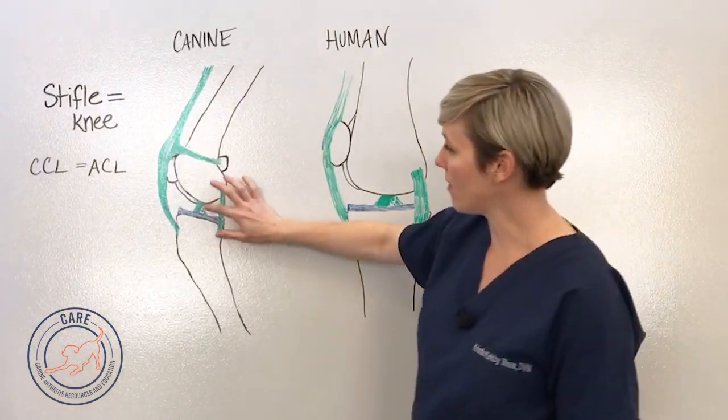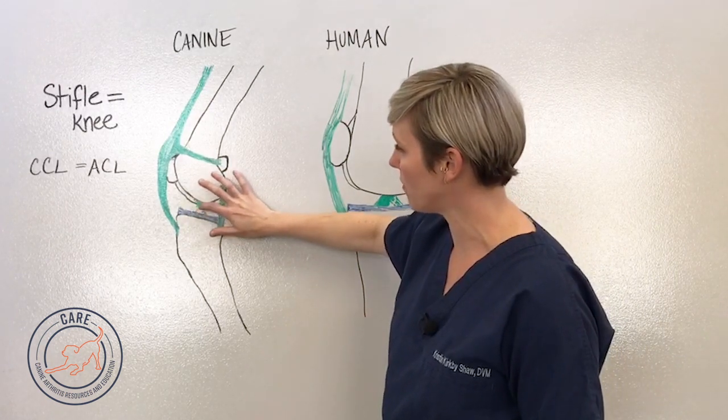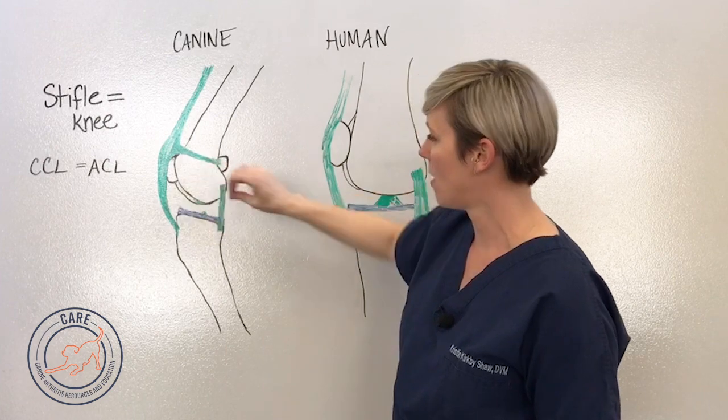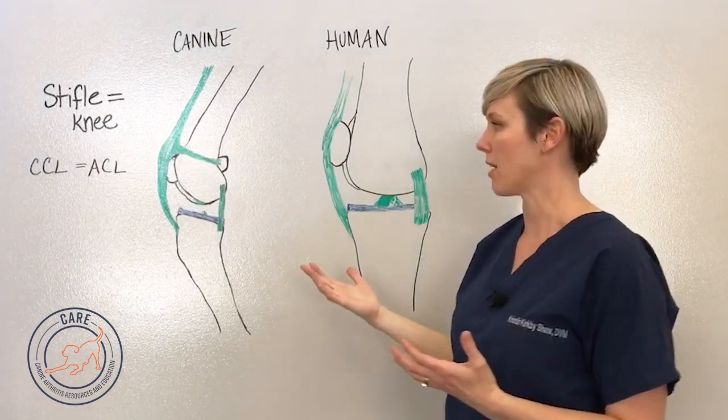So when the cruciate ligament is torn, so let's say that it is completely ruptured here and we've lost all of the function of that ligament.